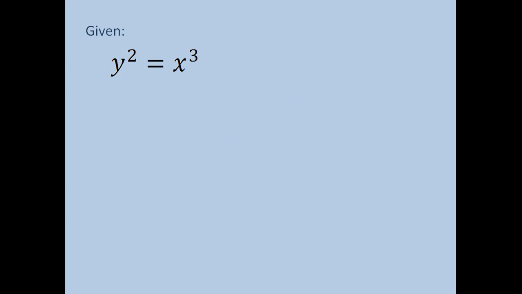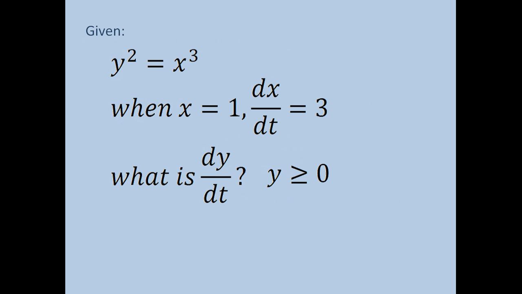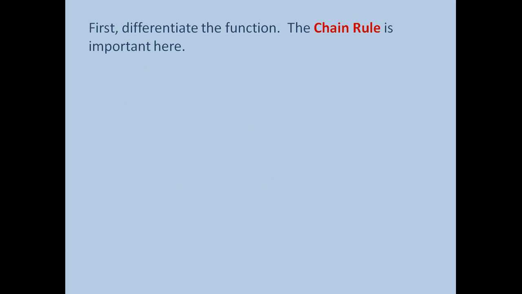Now we are given y squared equals x cubed, and we are also told that when x equals 1, dx/dt is equal to 3. And we're looking to find dy/dt at that point. And we also know that y is greater than or equal to 0.